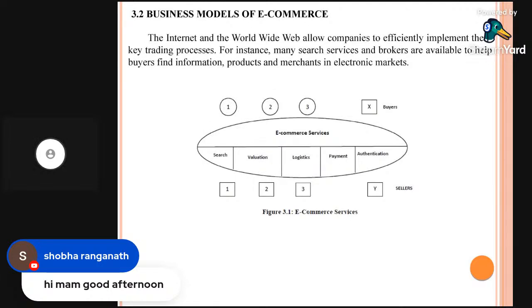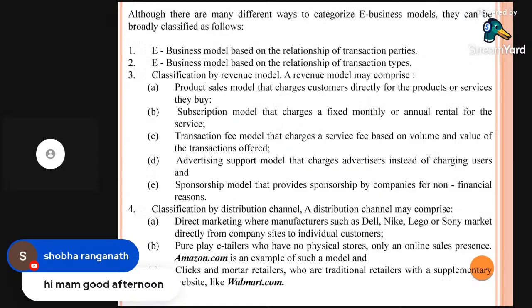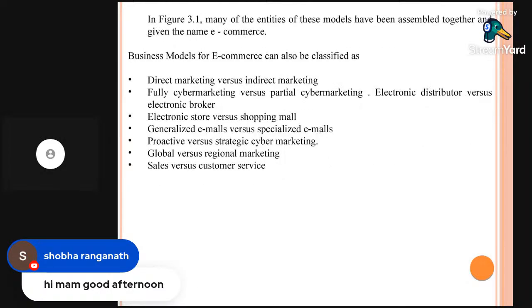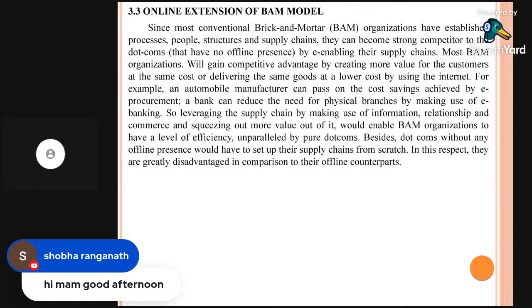So this is what we have discussed. This is the picture which is showing the e-business models. Now we are discussing these things. Okay, the different types of models we have discussed. Now we are here, the online extensions of BAM model.